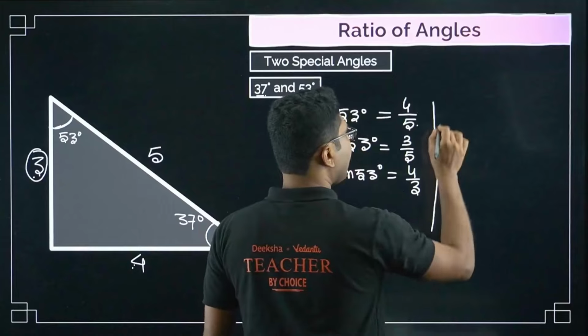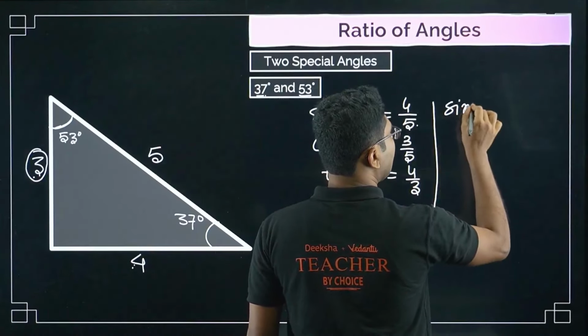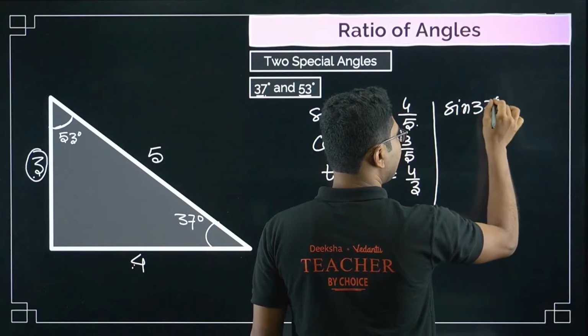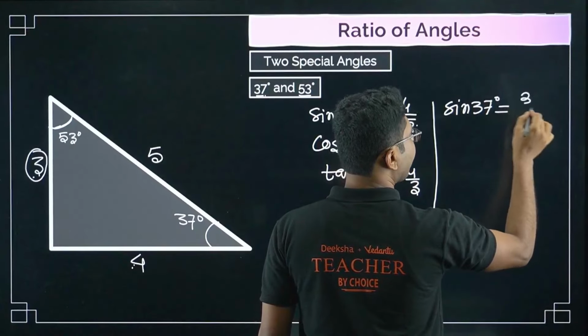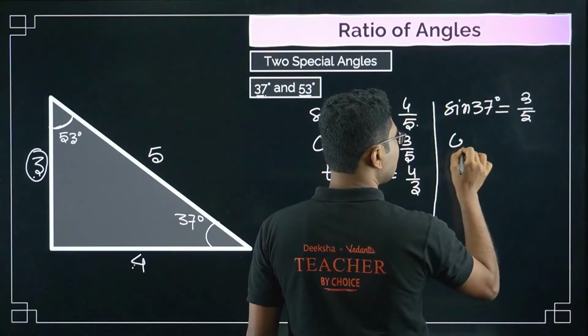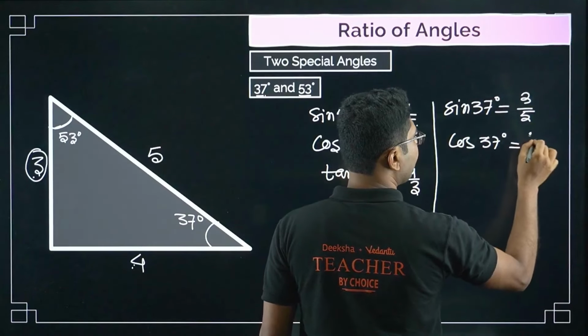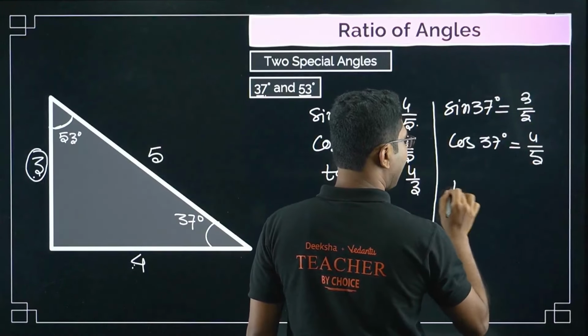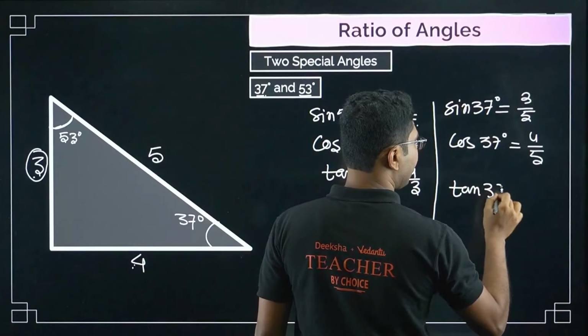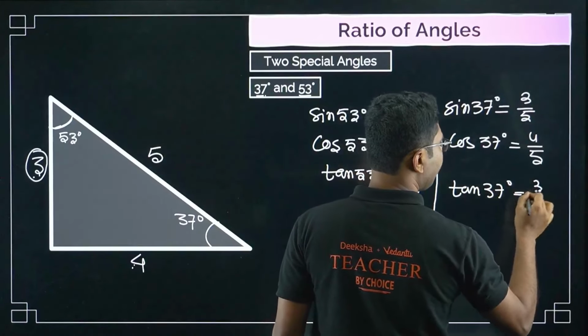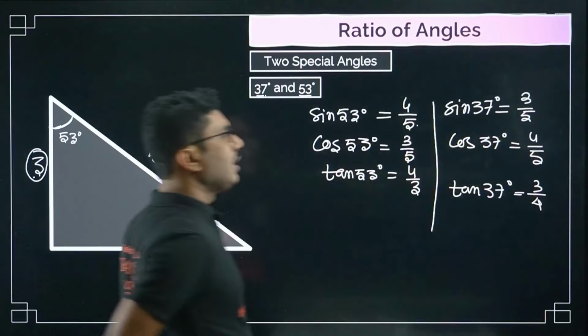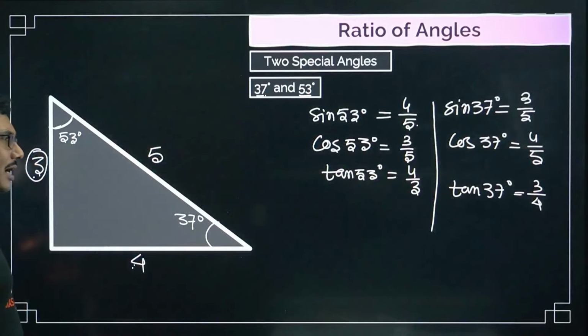Similarly, you can write sine 37 degree is equal to 3 by 5, cos 37 degree equals 4 by 5, and tan 37 degree equals 3 by 4. Okay, so these are the angles you have to remember.